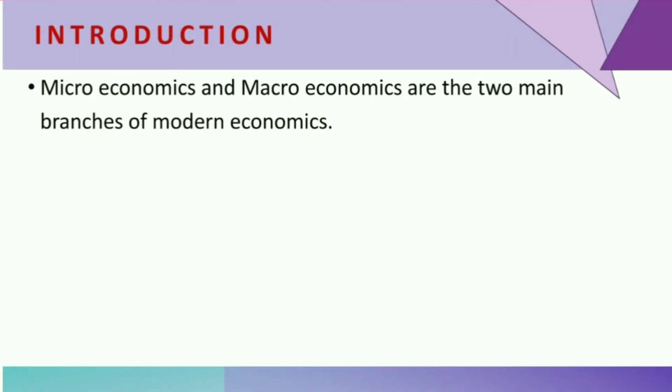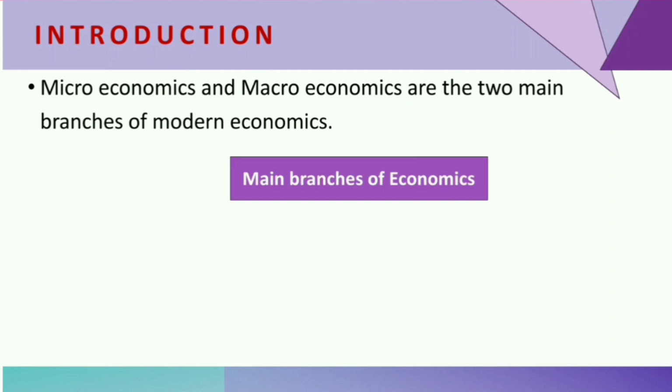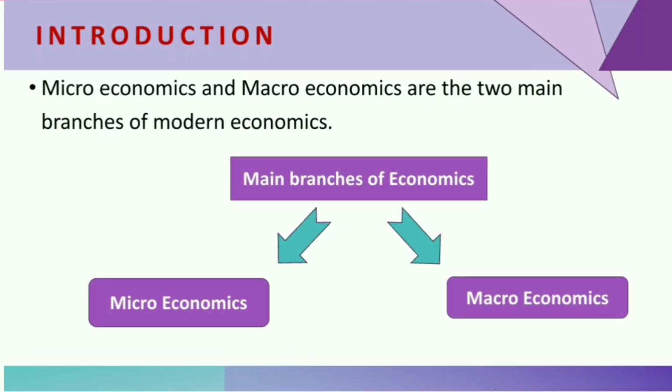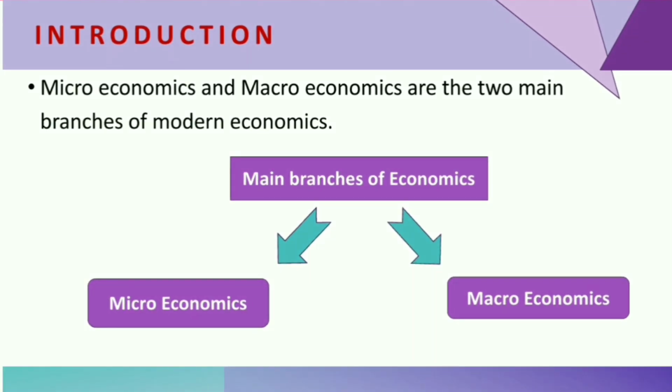Now let's talk about the introduction. Microeconomics and macroeconomics are the two main branches of modern economics. In the modern economy, there are two main branches, that are microeconomics and macroeconomics. Or in other words, we can also tell that economy are of two types, microeconomy and macroeconomy.